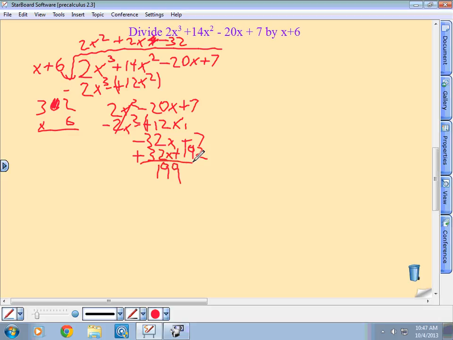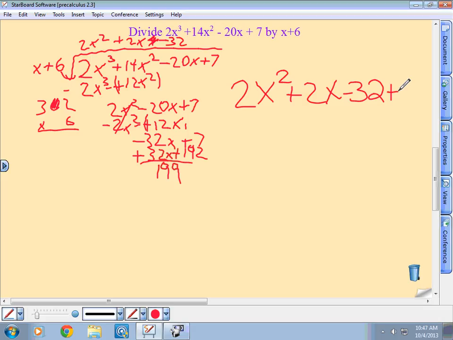After you got out of grade school, when you no longer could write the R, how did you write your remainder? You probably wrote it next to the decimal, but now we don't do decimals because we want a fraction. So my answer is going to be 2x squared plus 2x minus 32 plus my remainder. What's my remainder? 199. Over what?